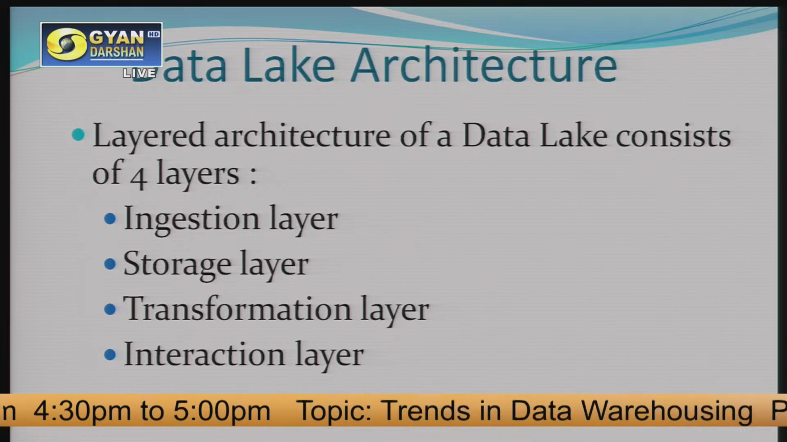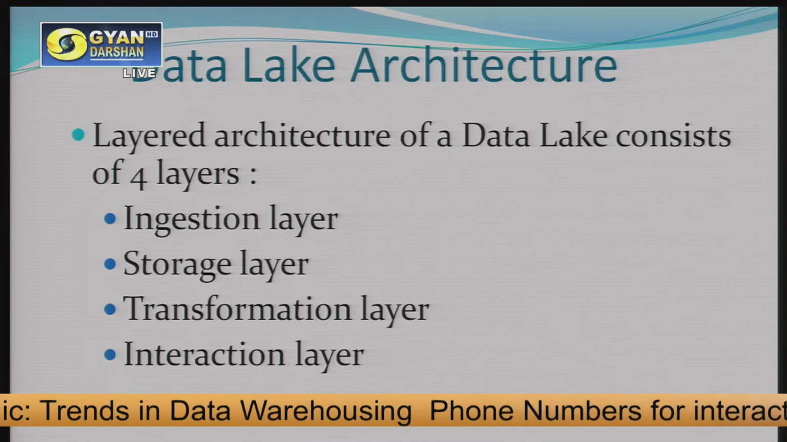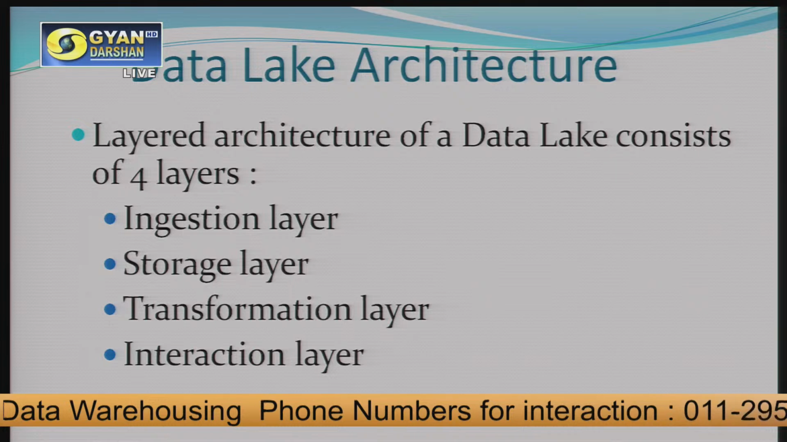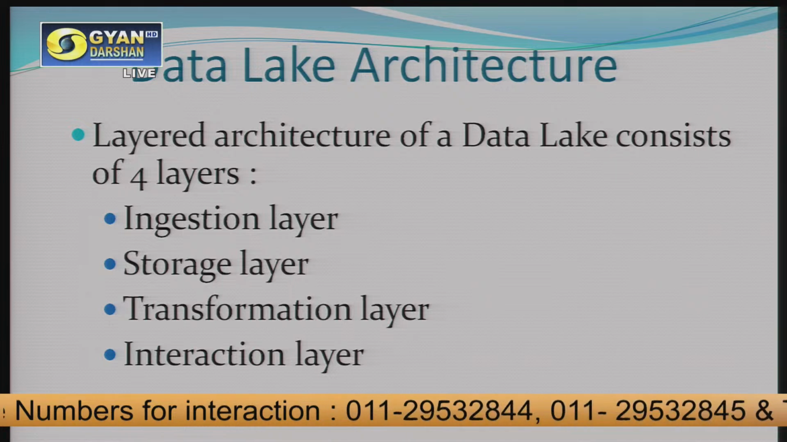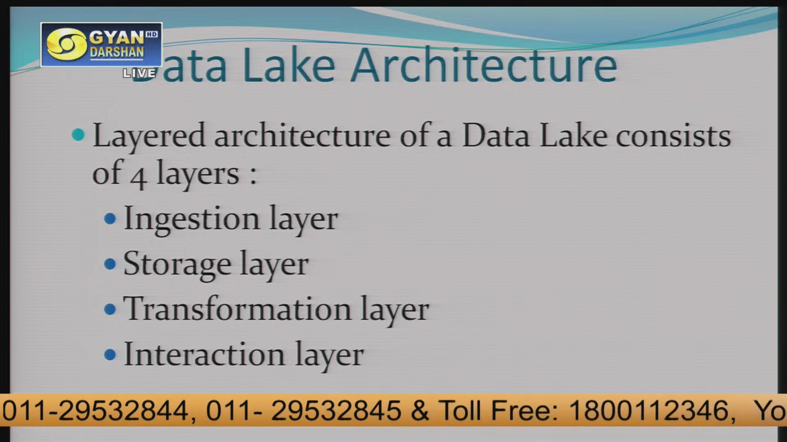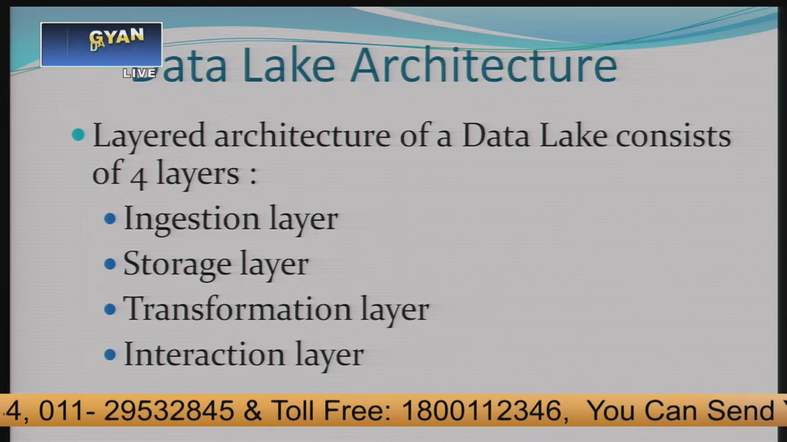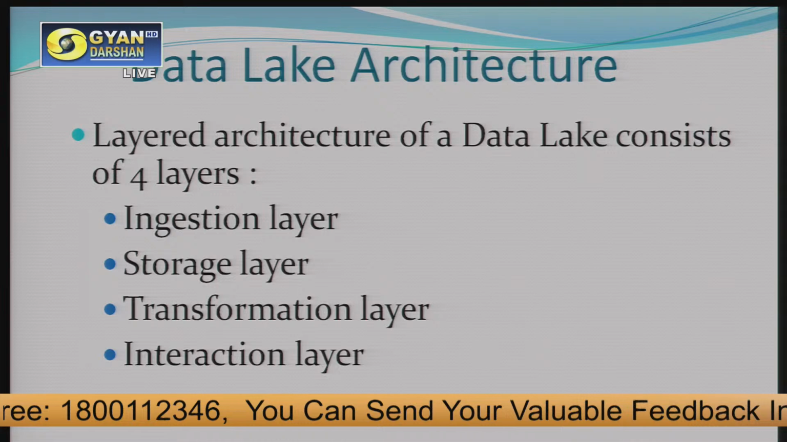So let us talk about the data lake architecture. As we had seen, there is a layered, or you can say a kind of block diagram we had seen for each and every type of data warehouse. Here, the data lake also follows the practice of having a layered architecture, wherein it consists of 4 layers. First layer is called the ingestion layer, second layer is called the storage layer, third layer is called the transformation layer, and the fourth layer is the interaction layer.